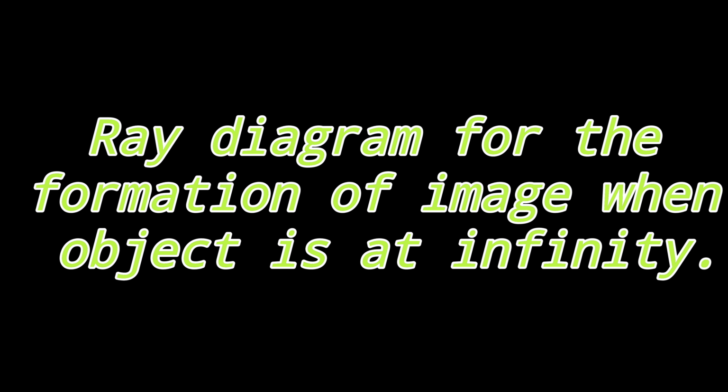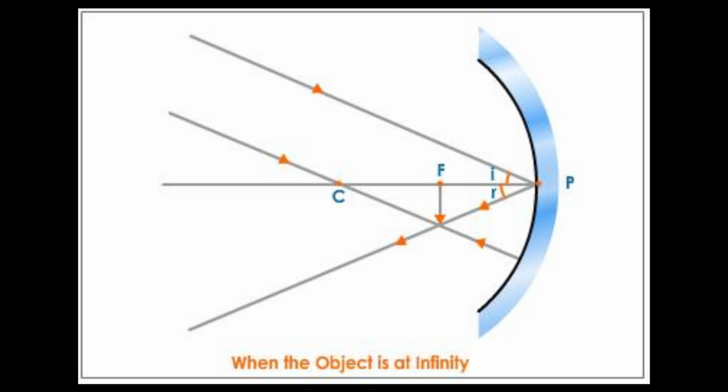Ray diagram for the formation of image when object is at infinity. In the image, it can be observed that when ray comes from infinity, first ray strikes at the pole of the mirror and reflects, and second ray passes through the center. These both rays intersect at the focus, and the position of the image is at the focus. Its nature is real and inverted, and its size is small.